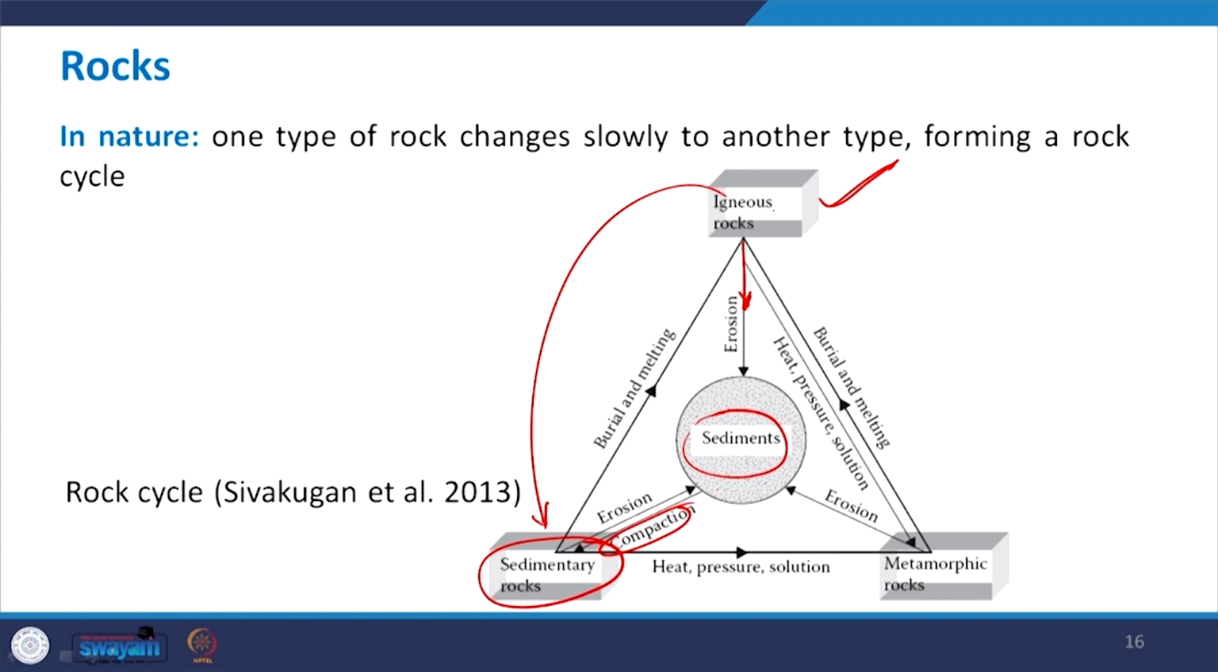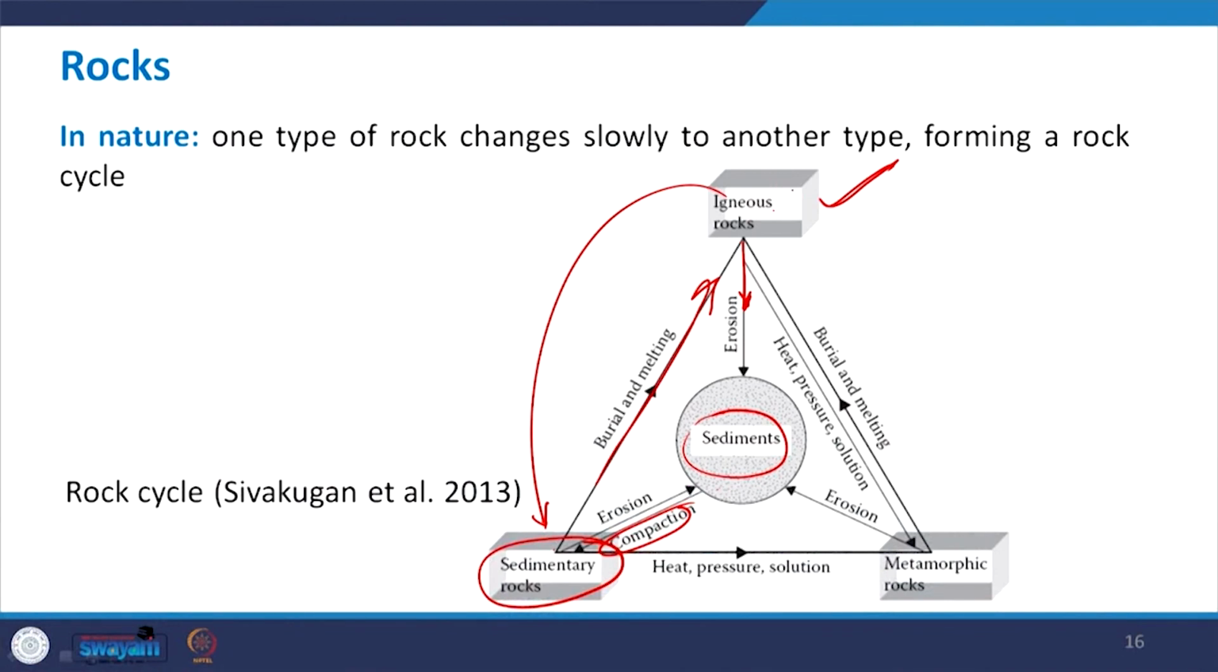Again, say you have sedimentary rock here with you. Then it is subjected to burial and melting. Take in this direction, and then what you will get is the igneous rock. So you see over a period of years how an igneous rock can be converted to sedimentary rock and how the sedimentary rock can be converted to the igneous rock.